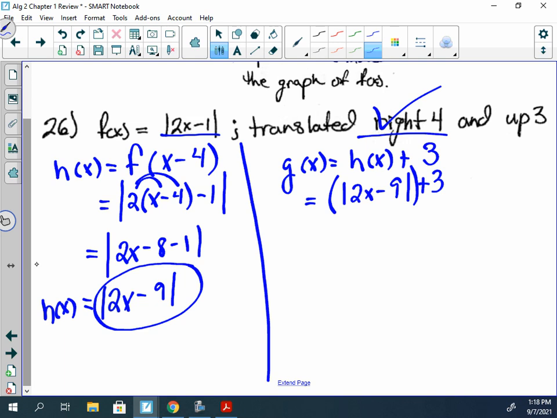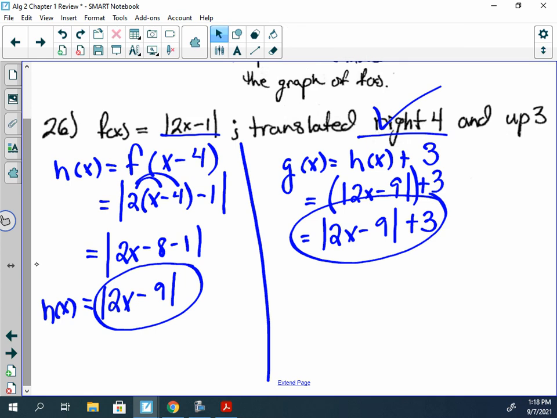So we went on and just replaced h of x with its function, the absolute value of 2x minus 9, because it's the one that we already did the right for. Now, because there's nothing outside the parentheses, we can go on and drop them. And we just get this here. And that's it. That's all we'd have to do for this.